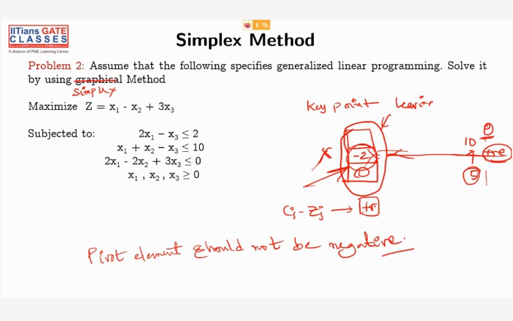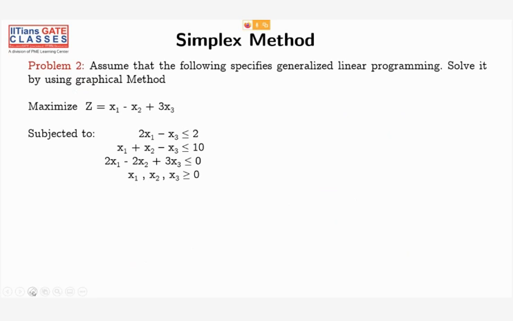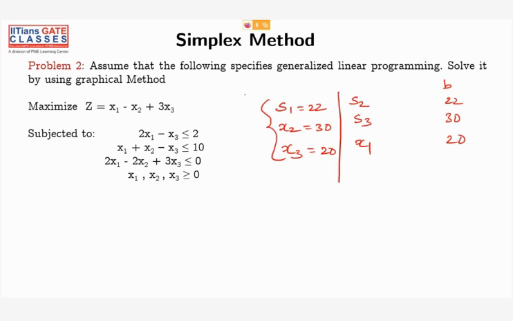You got it? So I'm writing it here. In the third table, the basis variables are S1, X2, and X3, and the corresponding B values you got as 22, 30, and 20. So S1 is equal to 22, X2 is equal to 30, X3 is equal to 20. The variables that are left are S2, S3, and X1. As these are non-basic, I told you non-basic will be put equal to 0. So this is equal to 0, this is equal to 0, and this is equal to 0. So you substitute back into this equation.